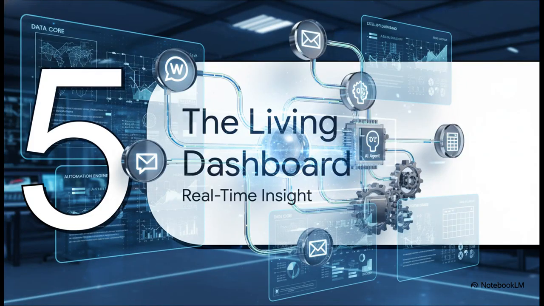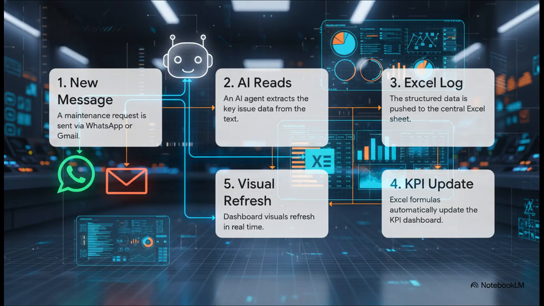And now, we bring it all together. Our data core, our connected data streams, and our powerful automation engine. They all combine to create the final product, a living, breathing dashboard that gives us a real-time, dynamic view of our entire operation. Let's just trace the data's journey from start to finish. A message comes in on WhatsApp. The AI reads it and logs the issue. That data gets pushed to our Excel trunk. The KPIs automatically recalculate, and our dashboard visuals refresh. It's a completely seamless, hands-off process that happens in minutes.